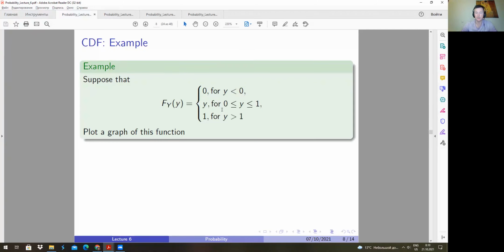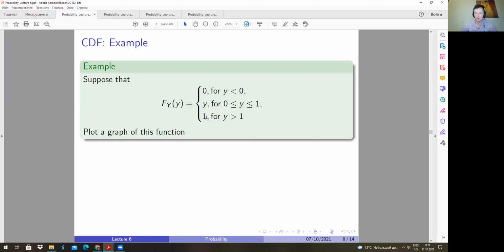So this is an example of a cumulative distribution function for a continuous random variable. Usually this is how you need to properly represent a CDF. You need to define this function for all possible values of the random variable. So look, if y is less than 0, then our CDF is 0. If y is from 0 to 1 inclusive, then our CDF is simply y, and when y is greater than 1, it must be 1.